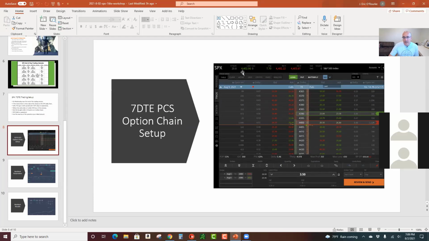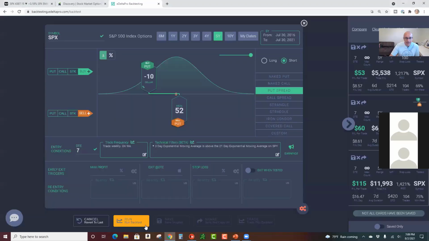So at this point, the SPX is at 4402 in this screenshot. So by selling the 4405, which would be the Delta 52, and buying 10 points lower, that means we really need the market to move up so you can get the max gain. But your credit's going to be more. So let's run that.